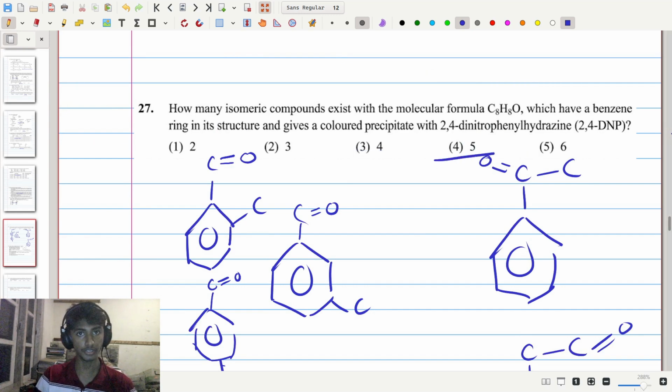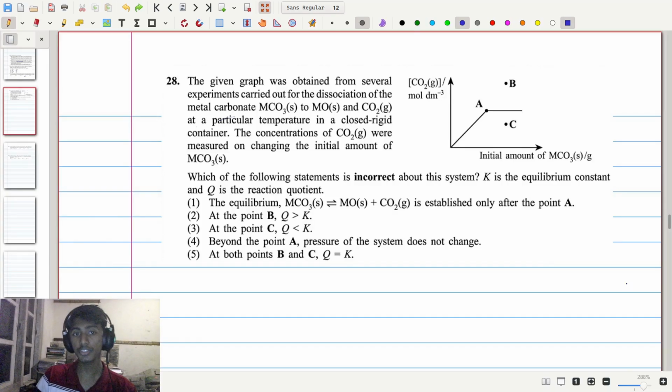5 total structures. Now moving on to question number 28, the question says, the given graph was obtained from several experiments carried out for the dissociation of the metal carbonate MCO3 to MO and CO2 at a particular temperature in a closed rigid container. Given that they also say the concentration of CO2 was measured on change in the initial amount of MCO3. Now they ask us which of the following statements is incorrect about this system, and here they say K is the equilibrium constant and Q is the reaction quotient.